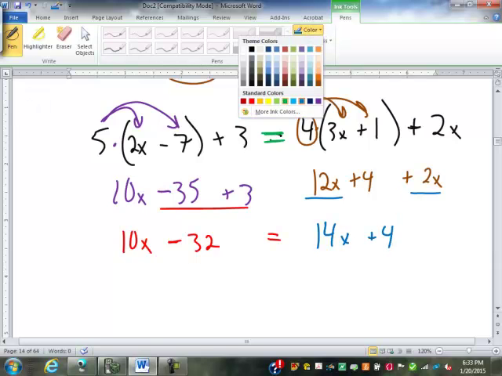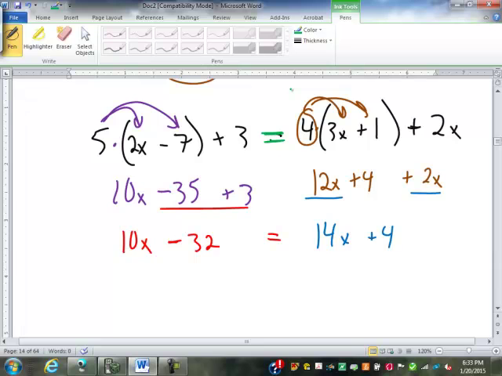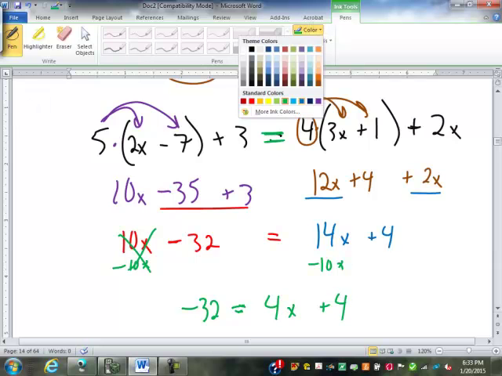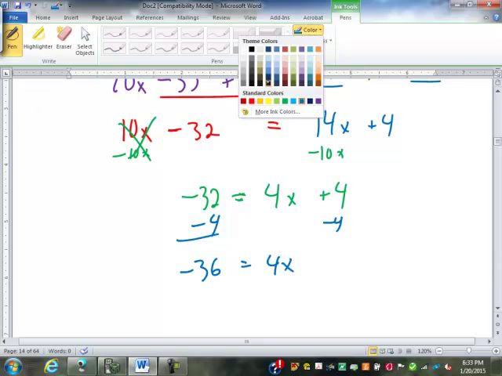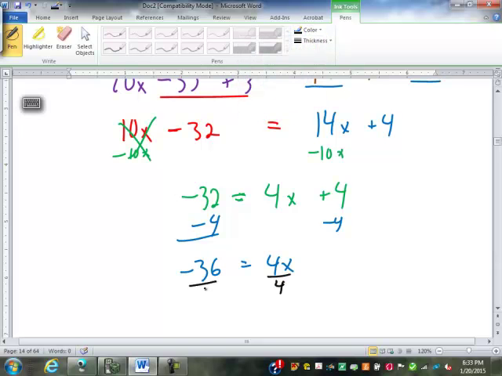And then we still have the plus 4. From here, we can solve. First, what do we have to do first? Get rid of one of the x's. We're going to subtract the 10x to get rid of it. So now negative 32 equals 4x plus 4. And then subtract 4. Negative 32 minus 4, negative 36 equals 4x. And then divide by 4. Negative 9 equals x. So x equals negative 9. Not so bad? Okay.